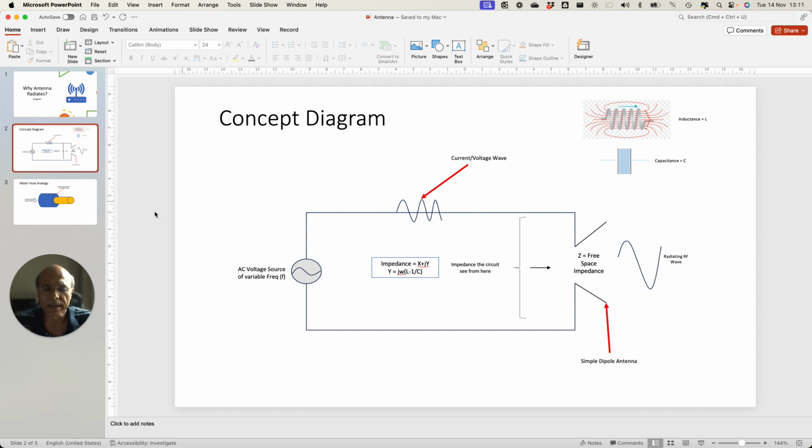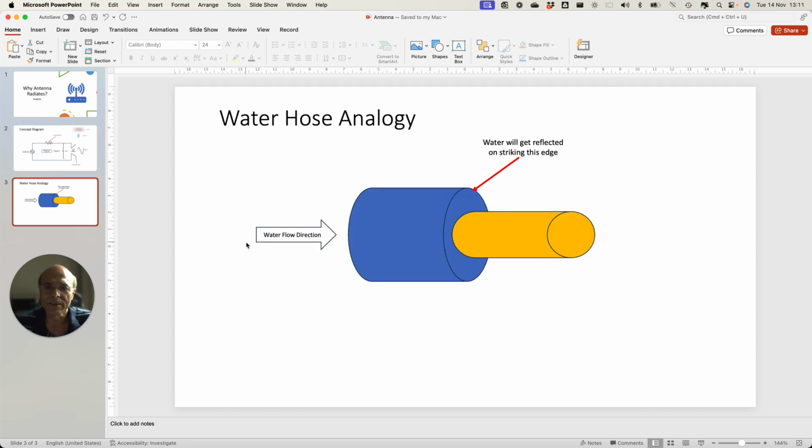I'll come back to this slide again. The analogy is the water hose analogy. Assume that you have a big water pipe, and on that pipe you connect another water pipe with a smaller diameter. Now you push water from this pipe in this direction. What will happen? As soon as the water starts flowing, some of the water hits this side, is not able to penetrate through, and therefore reflects back, right? Only the water flowing straight forward will go.